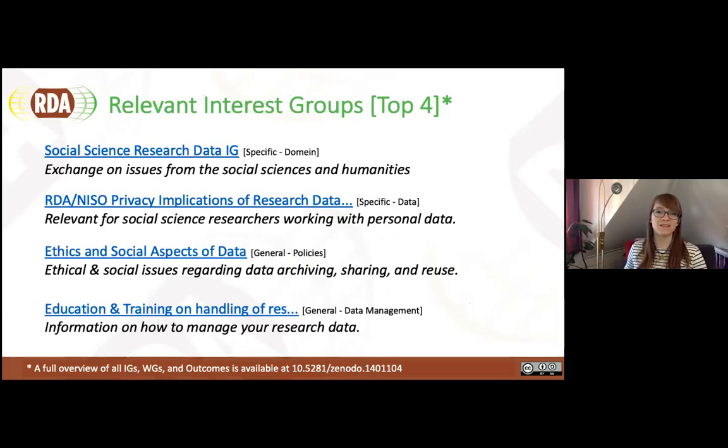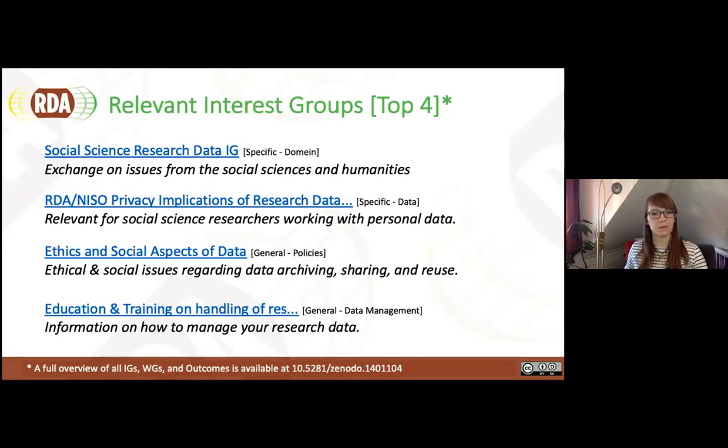So the interest group that I would recommend to everybody who is joining the RDA and interested in the social sciences is the Social Sciences Research Data Interest Group, which I think was established last year. It's an interest group to exchange on issues specifically from the social sciences and humanities. This is a specific group focusing on exactly our domain, which I think is very nice and was very much needed as well. I think it's a very nice group to follow and to get involved in if you're interested in this topic.